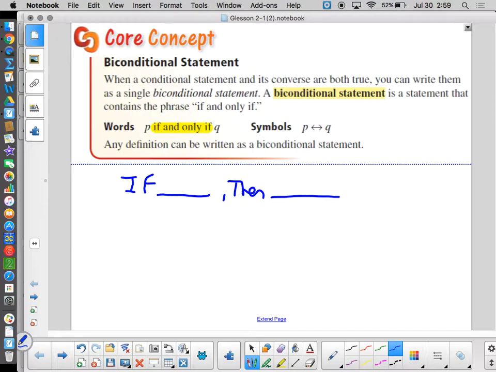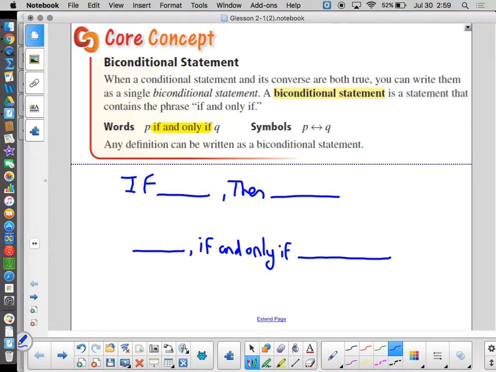then blank, what the biconditional does is it eliminates the if at the beginning, puts an if and only if in the middle, and then the conclusion at the end. So the if and the then disappear and get replaced with the phrase if and only if in the middle of the statement. That's what's going on with the biconditional statement.